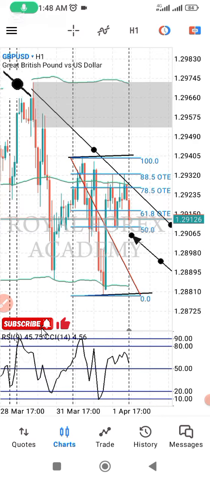Perfect, right? So now you can see what is the next thing I want to see. Price will now pull back to my Fibonacci retracement zone. So look at this zone now. Here we have the 50 level, price broke through it, and then price went all the way to 88.5 of our Fibonacci retracement tool.